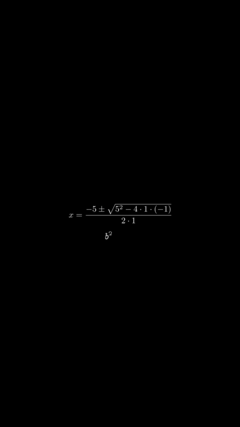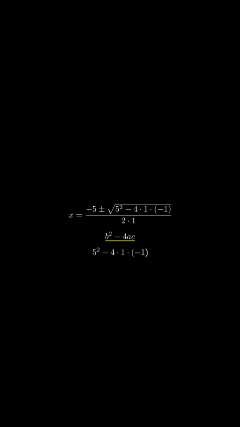The expression under the square root is called the discriminant. It's written as b squared minus 4ac. This part of the formula is crucial because it tells us how many solutions our quadratic equation will have. Let's calculate the discriminant step by step for our equation x squared plus 5x minus 1 equals 0. First, we substitute our values from the original equation.